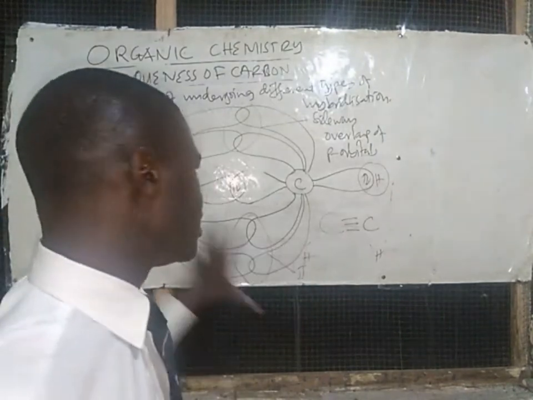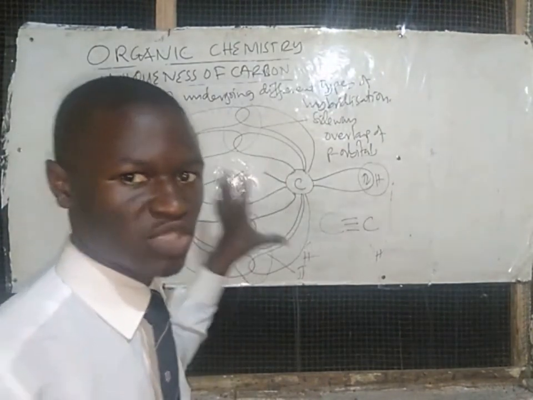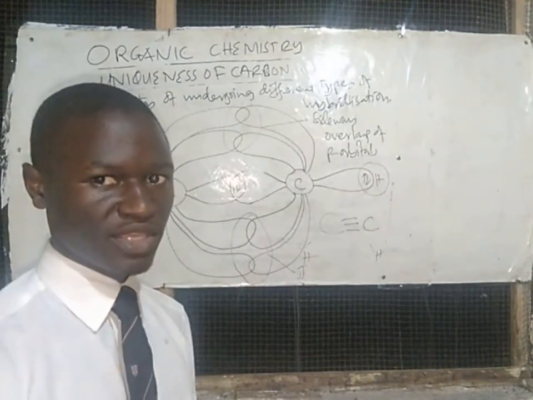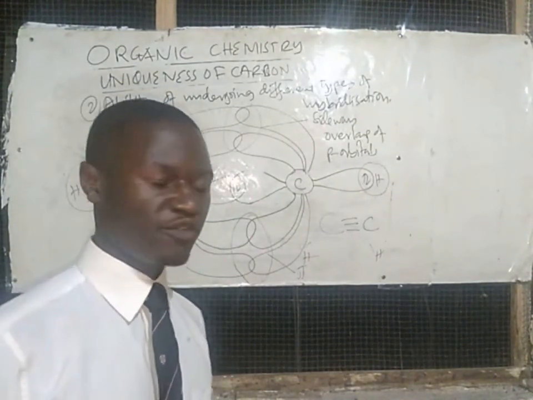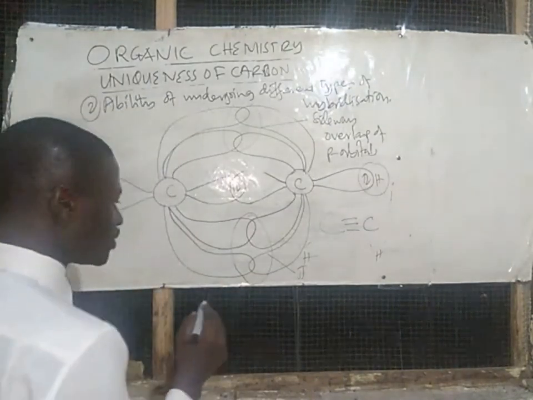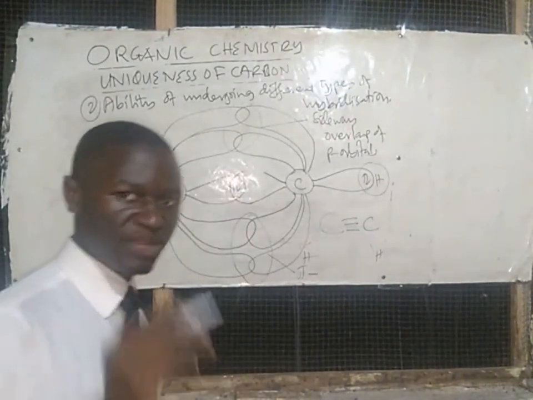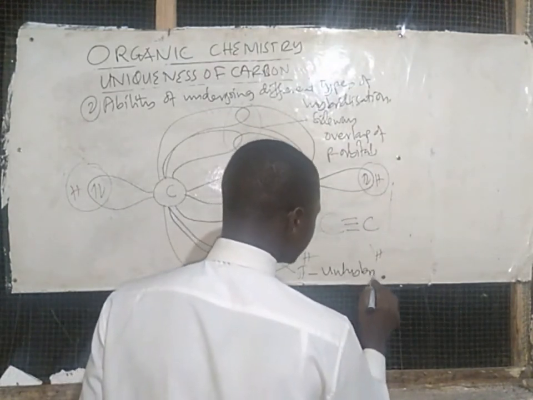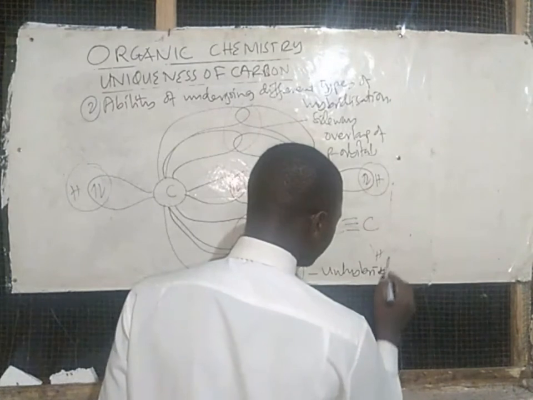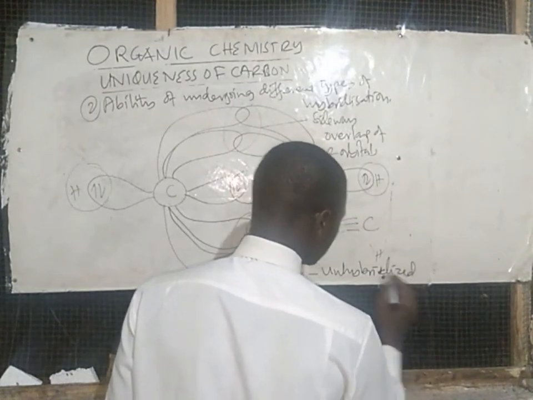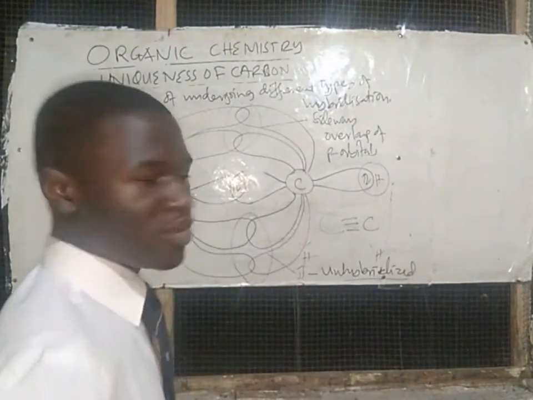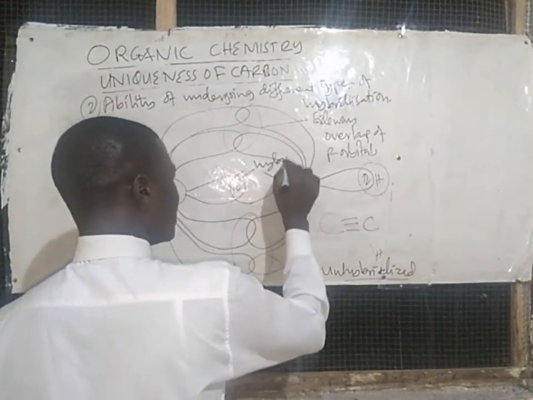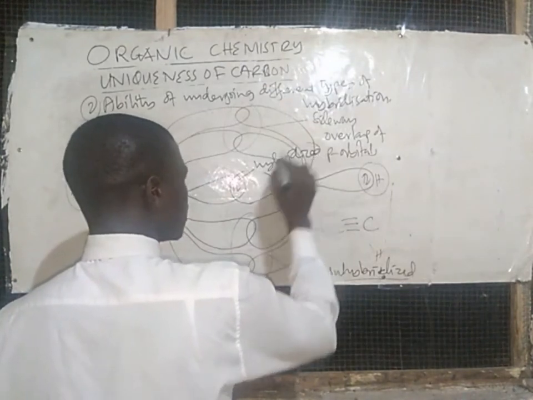But remember, in this diagram I have not labeled it because I want to explain one thing before going further. It is a very important point for you to remember. I told you that pi bonds are formed by unhybridized orbitals. And why did I tell you the sigma bond is formed by hybridized orbitals?